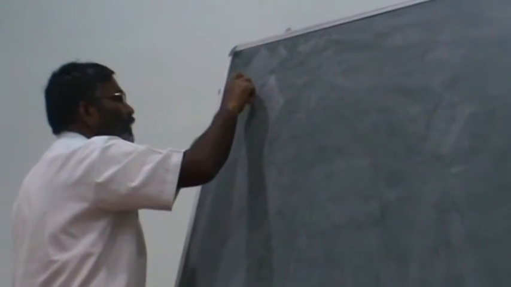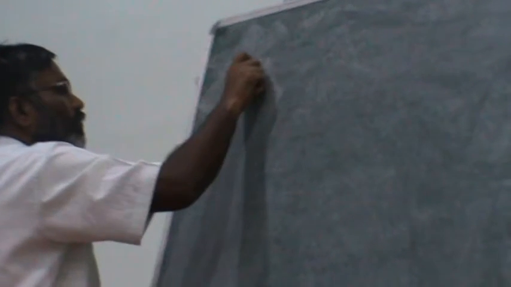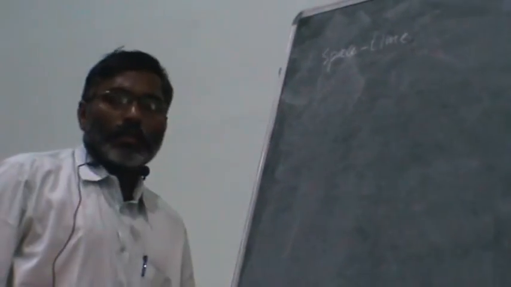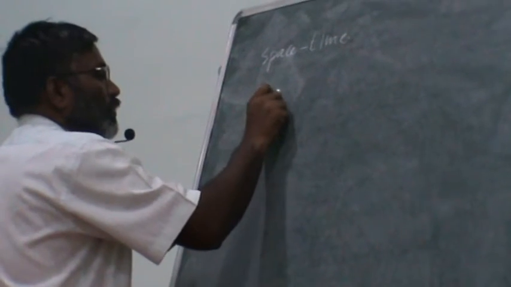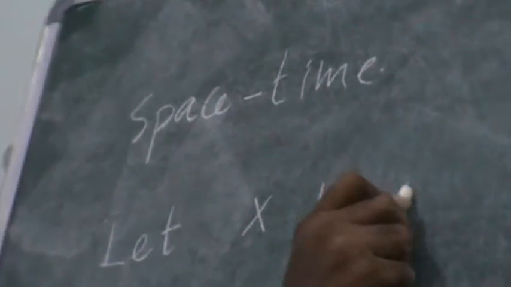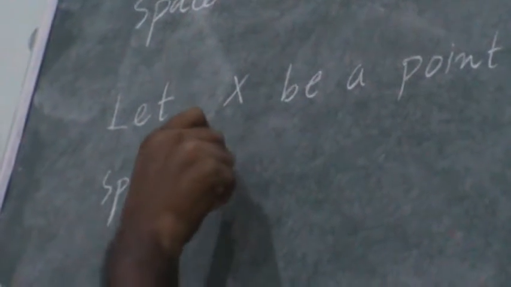If you have a vector, suppose we have some space or space-time within us. Let's say we have space-time and let some x be a point in the space-time. Let x be a point in the space-time.